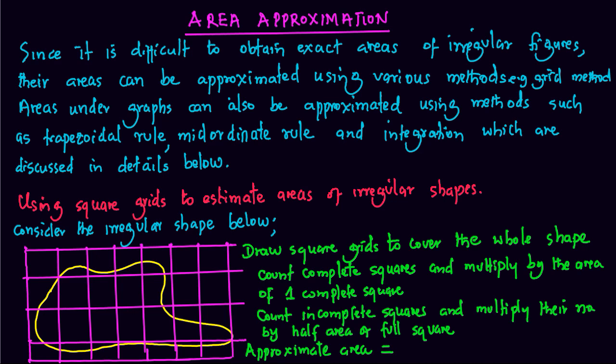Example: we have an irregular shape, the yellow shape in color. So to approximate the area, we draw square grids. Assume each grid is 1 square unit. So this is 1 unit, 1 unit, as dimensions of each square grid.